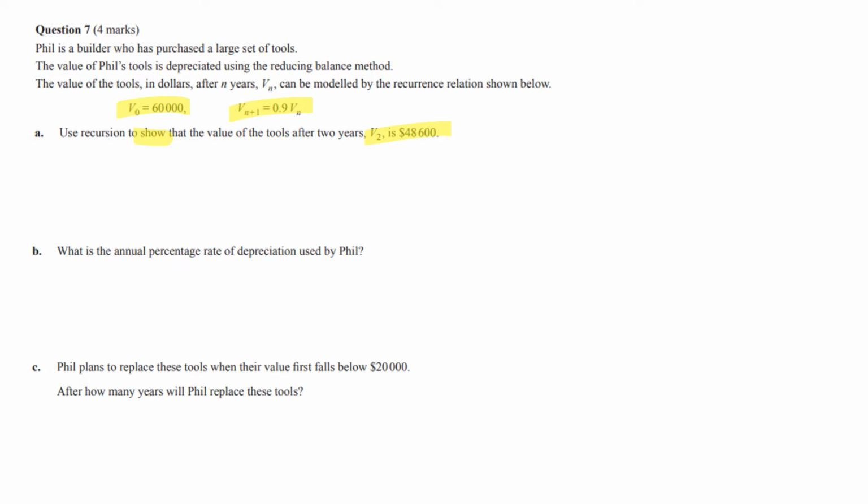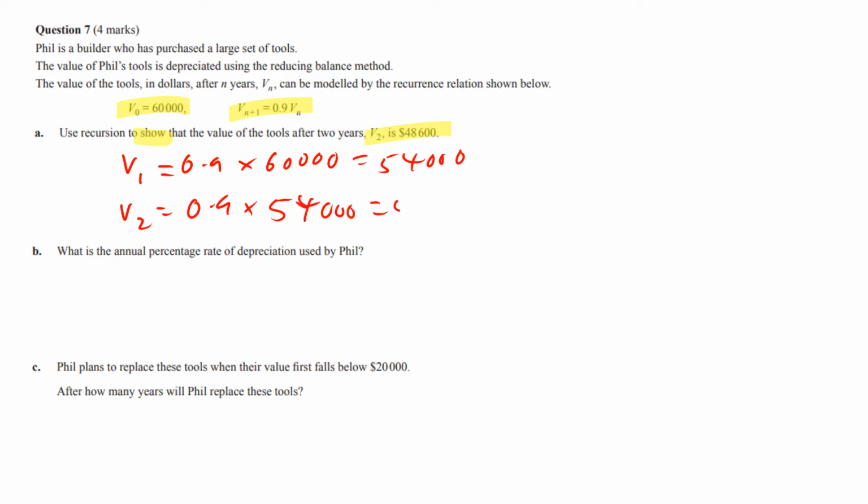I love these ones. So V1 is going to be 0.9 times V0, which is 60,000, which equals 54,000. And then V2 equals 0.9 times the 54,000. And that does equal 48,600. And that gets you the mark. Straightforward, it says 3/4 of people got that right. Straightforward, and only 3/4 got it right.